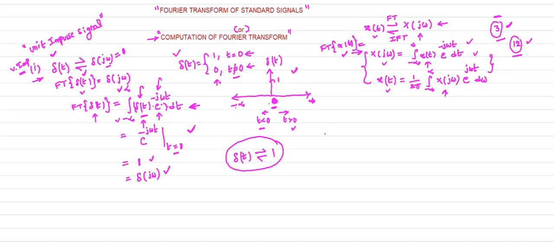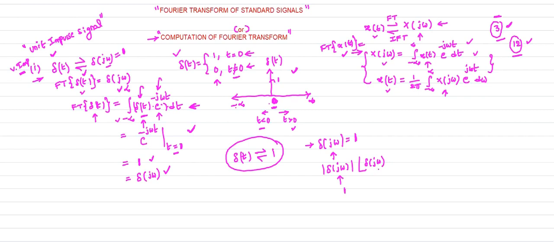Now I already told you in the introduction lecture that the Fourier transform of the time domain signal results in the signal in the frequency domain. So whenever there is a signal in the frequency domain, it has two components. One is the magnitude, and another one is the phase, that is the angle of delta of j omega. Now what is the magnitude? The magnitude is nothing but 1. So 1 is the magnitude.